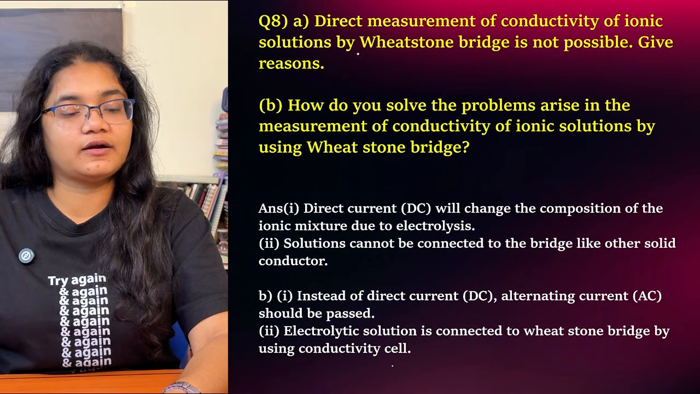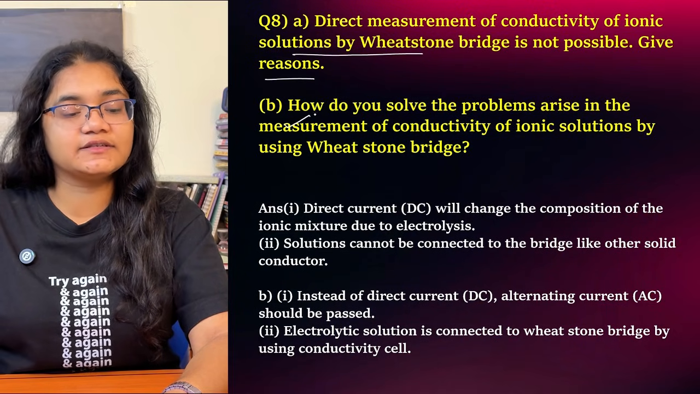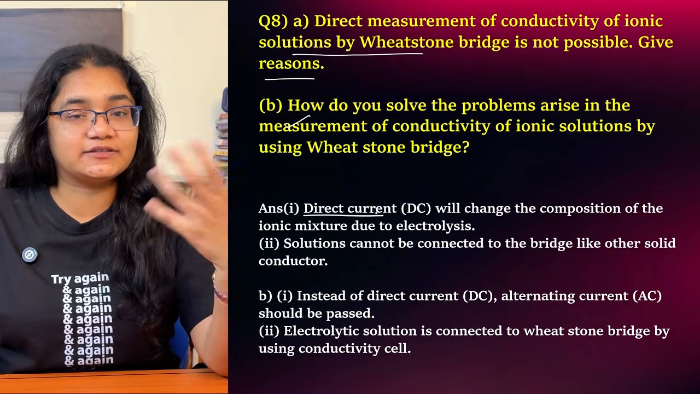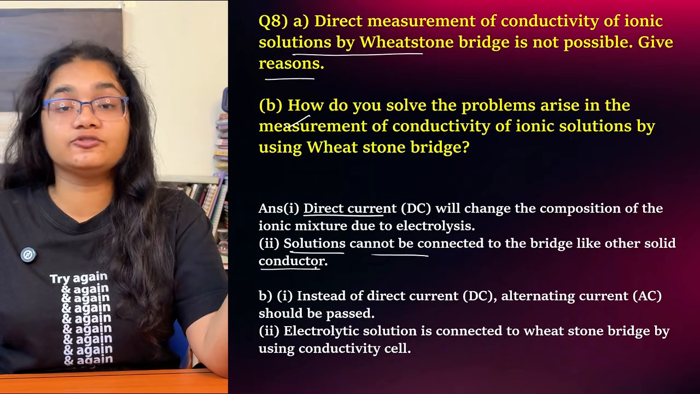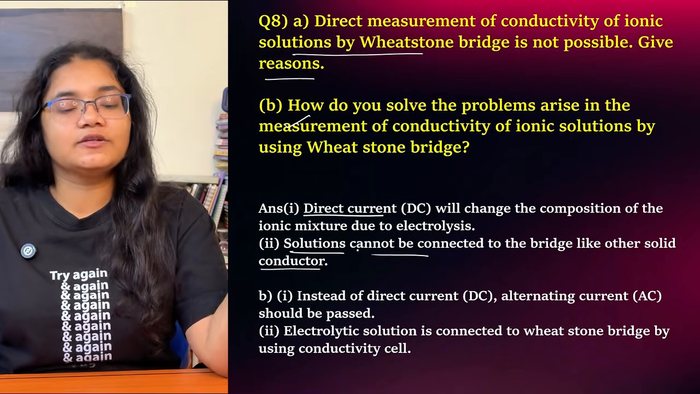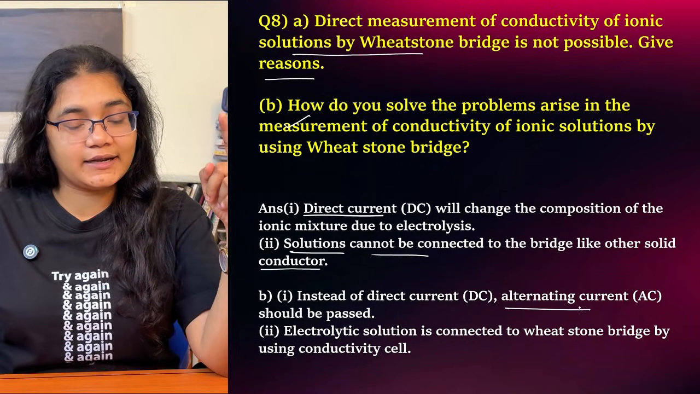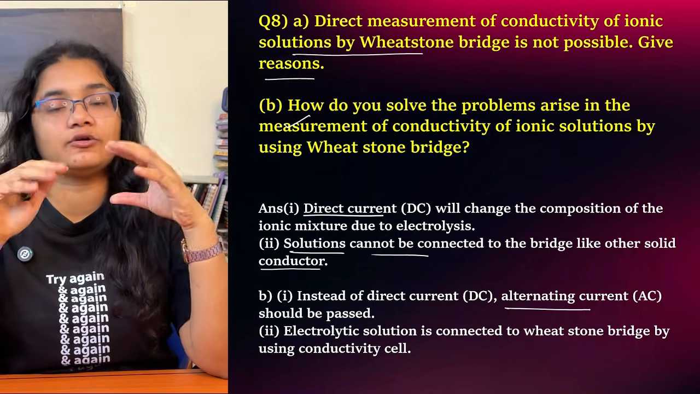Now next one is question number 8. Direct measurement of conductivity of ionic solution by Wheatstone bridge is not possible. Give reasons and what is the solution to that. So the first problem is direct current. If it is used, it changes the composition of the solution, and solutions cannot be connected to the bridge like a solid conductor because these are liquids. So what is the solution to that? For direct current, the problem can be solved by using alternating current. And in the solutions, because it is a solution, it cannot be connected to the Wheatstone bridge.